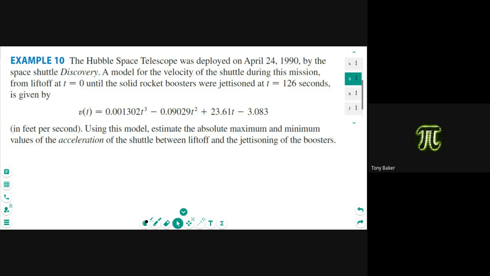All right, so what's my derivative? You'll notice these derivative problems are a lot easier than some of the ones you just did. So what's my derivative? 0.003906 t squared minus 0.1805 t plus 23.61. Awesome. Now I need to find my critical numbers. Once we find our critical numbers, then we can start looking at the mins and maxes. So I need to find out where this is 0.